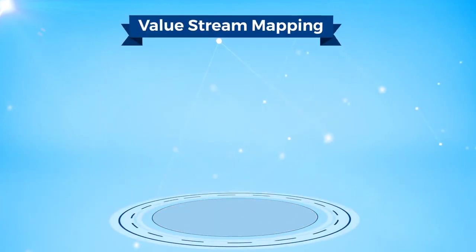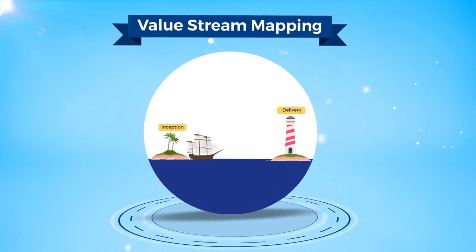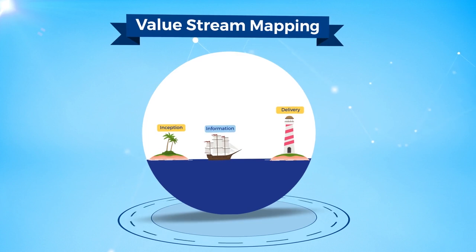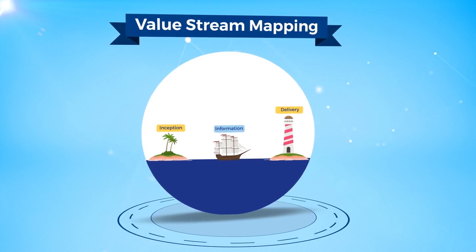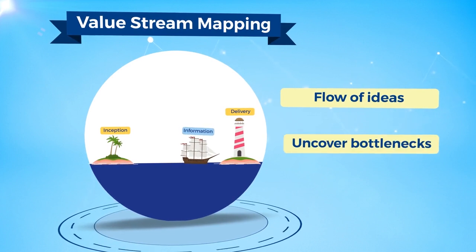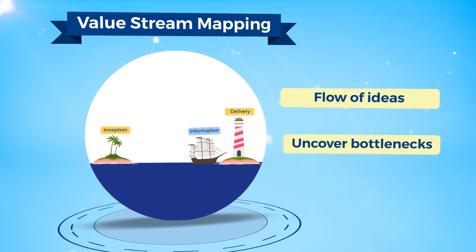Value stream mapping is a lean process tool used to analyze the flow of information and activities from inception through to the delivery of value. It describes the flow of ideas and actions and helps uncover bottlenecks, queues, and silos.